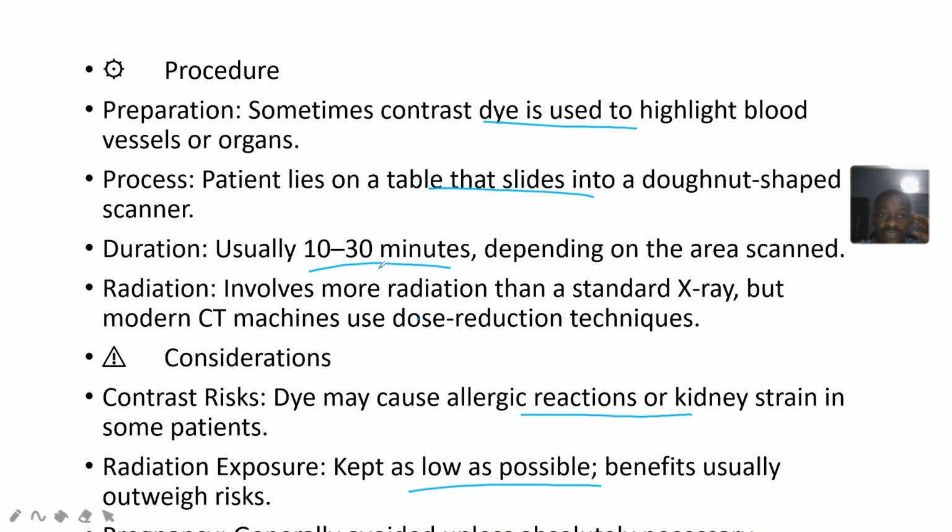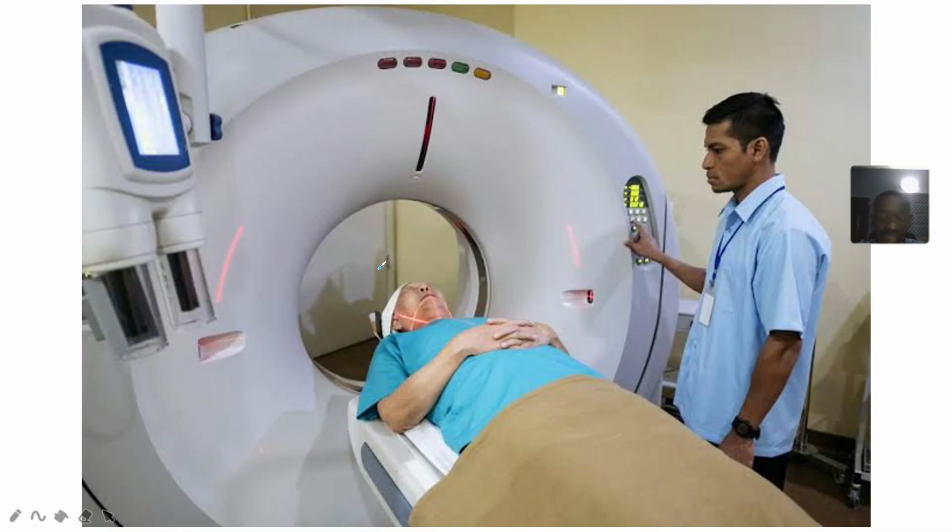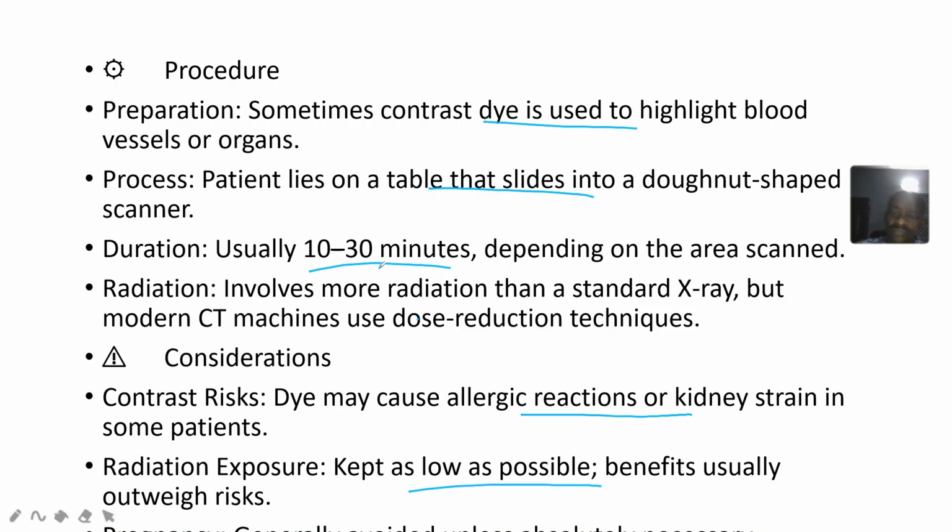So the procedure: the patient has to lie down. Sometimes, depending on the part of the body that you want to image, you can use contrast dye. You understand? The patient is lying on a table that slides into a doughnut-shaped scanner. It takes about 10 to 30 minutes, depending on the area which is scanned.